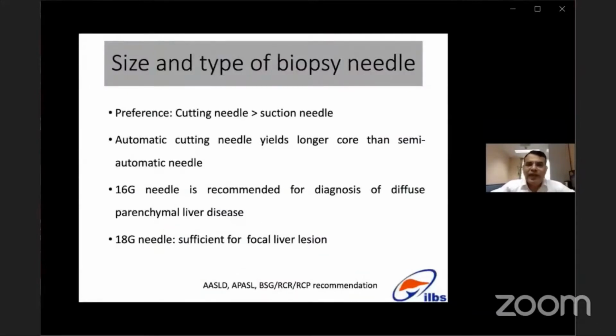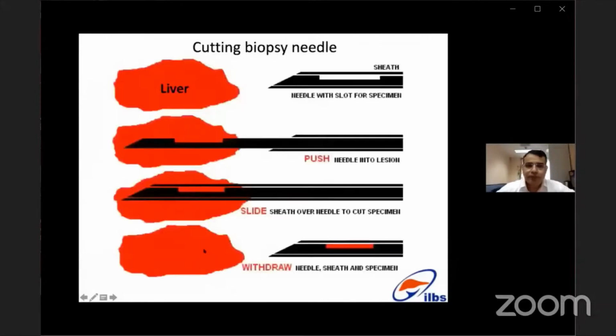So coming to size and type of biopsy needle. Preference is cutting needle over the suction needle. Still, some people may prefer using suction needle. An automatic cutting needle yields a longer core than a semi-automatic needle, and a 16 gauge needle is recommended for diagnosis of diffuse parenchymal liver disease, whereas an 18G needle is sufficient for focal liver lesion.